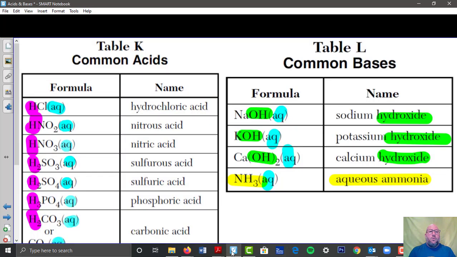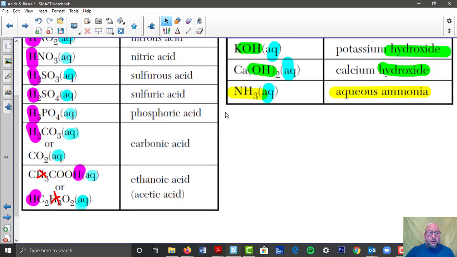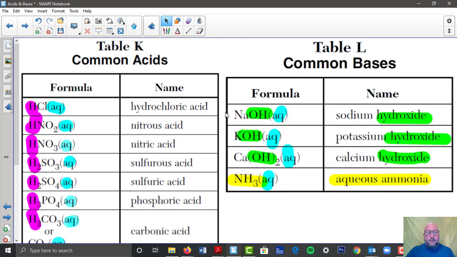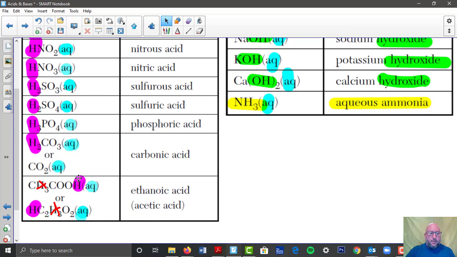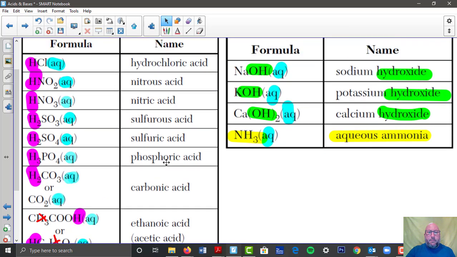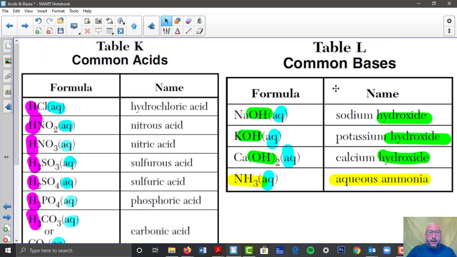So to begin today, if you remember from our previous studies of acids and bases, we talked about different theories of an acid and a base. We talked about the Arrhenius theory and the Bronsted-Lowry theory. And tables K and L in our reference tables give us a good understanding of what to look for when we're looking for an acid and a base. Acids generally begin with hydrogen, followed by some other nonmetals in their formula. Acetic acid can be written a little bit differently. And then bases, for the most part, contain metals combined with OH. And then there's that oddball ammonia, which is found on table L.